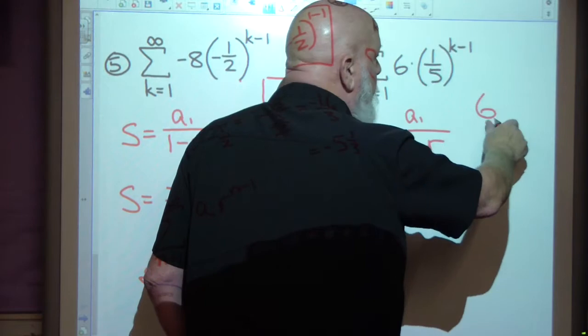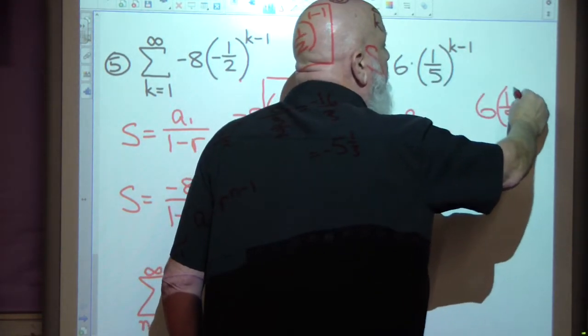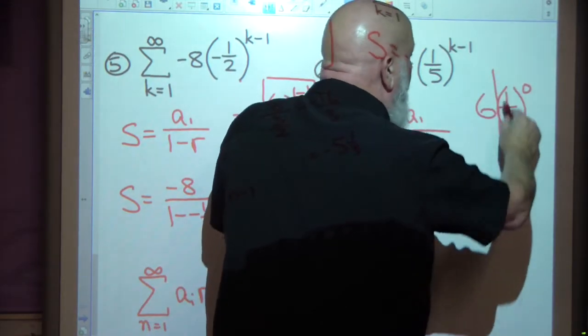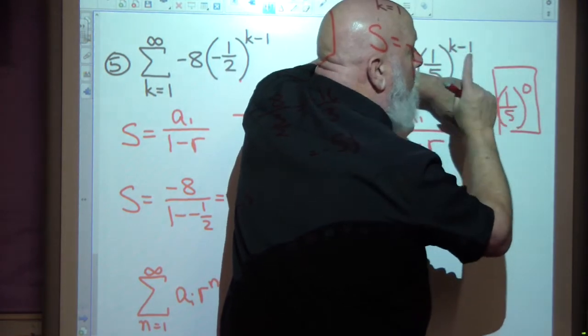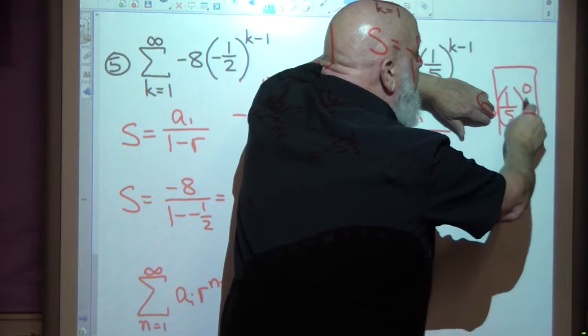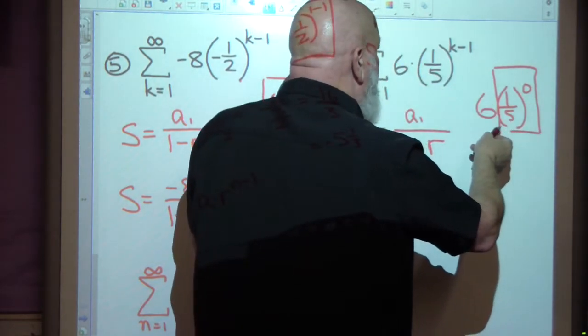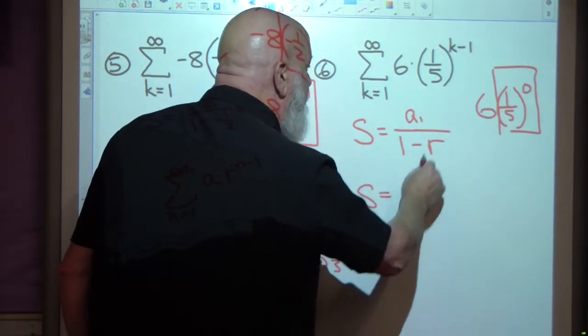This is just scratch work here. Times 1/5 to the 1 minus 1, which is 0. So this part right here is a fancy 1. Anything to the 0 power is the number 1, with the exception of 0. 0 to the 0 power is undefined. So this is 1 times 6, which is 6. And that's my first term. So I'm going to say the sum, this infinite sum, is 6.